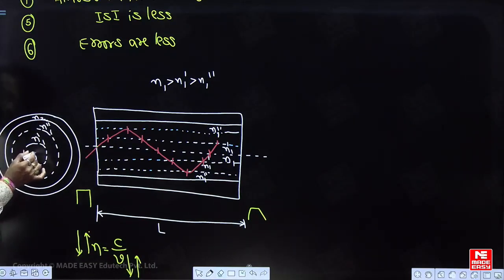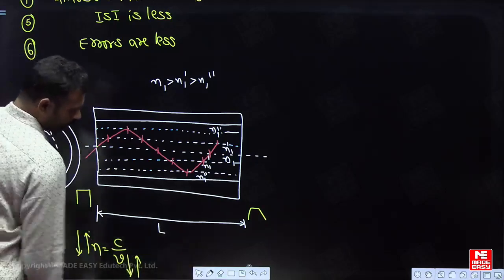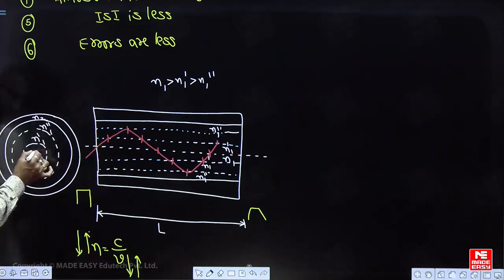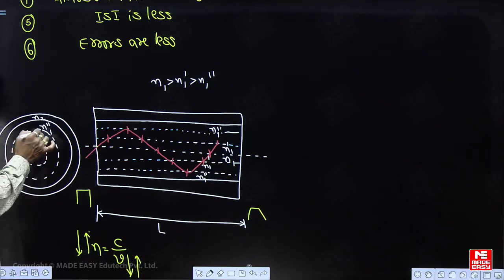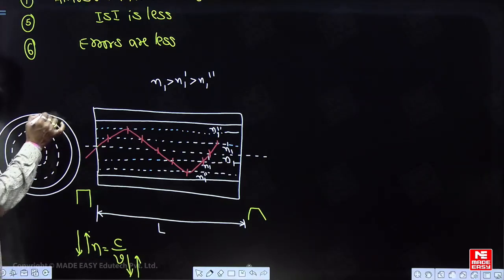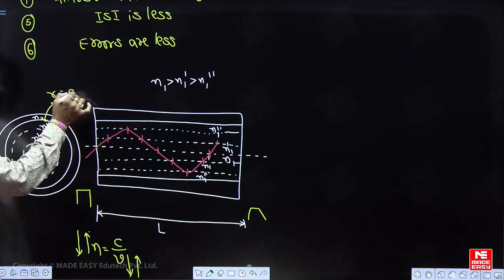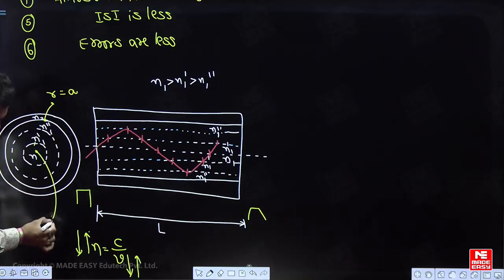At center the value of r is equal to 0. And if you are moving towards the edges, the r value will change, which means the refractive index will change. At r equal to a, here your value of r is equal to a, and at the center your value of r is equal to 0.